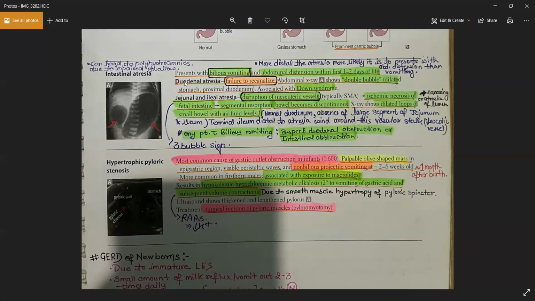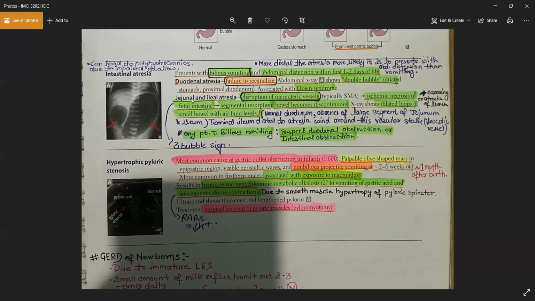All of the content just after the duodenum will be absent, and then you have a very distal ileum present, which loops around the vascular stalk. So the classical presentation will be a normal duodenum, absence of a large segment of the jejunum and ileum, and the terminal ileum distal to the atresia winds around the vascular stalk. This is how Step 1 will describe the case of jejunal and ileal atresia.